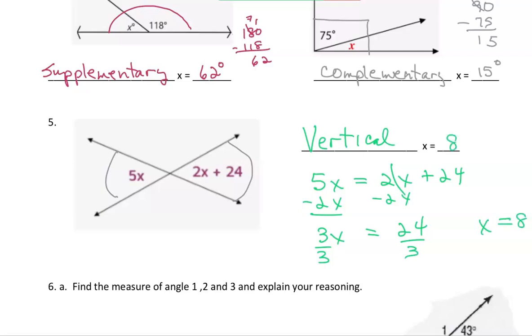Done. Now, they didn't ask you to solve for the angles, but we could have. This is 40 degrees, because 8 times 5 is 40. I know this has to be 40, so let's check it out. 2 times 8 is 16 plus 24, so that's 16 plus 24. Yep, it checks. It's 40. All right, so I didn't ask for that, but I could have asked for that.